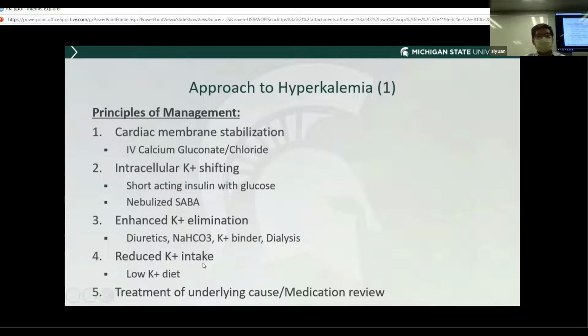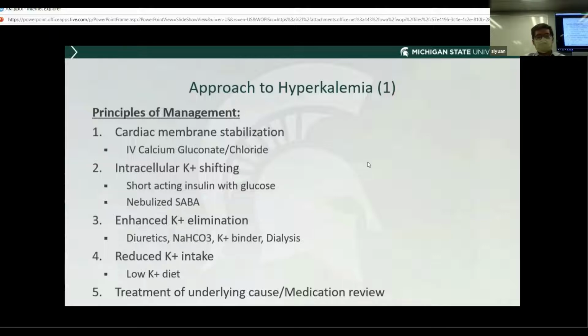And always make sure that when patients have hyperkalemia or AKI, you change the diet to a low potassium diet instead. After you have done all this, make sure to review the medication. If they have AKI and hyperkalemia, review what the patient normally takes, like ACE inhibitors or ARBs. Make sure to remove those, and then treat the underlying causes.